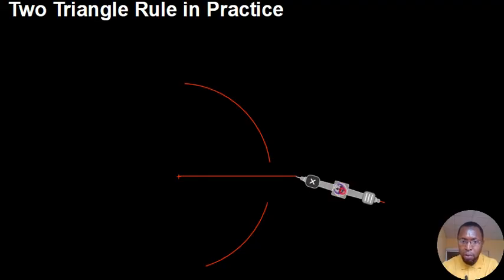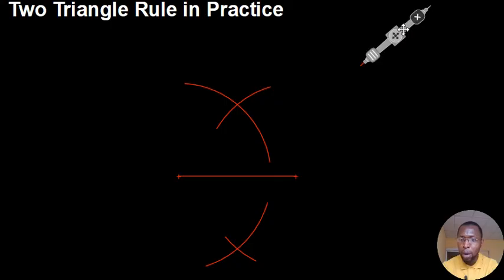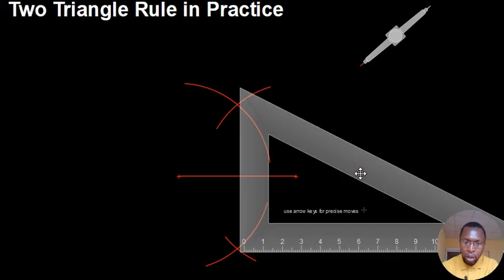Then I'll rotate it and make another arc that will intersect this upper one, rotate it downward, and make another arc again that will intersect the lower one. Having done that, I can now take away my compass. I will now get either my set square or my ruler to draw a straight line that will join these points together. So I can now join these two together.